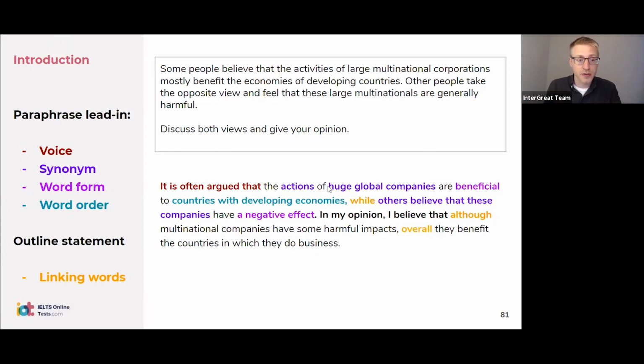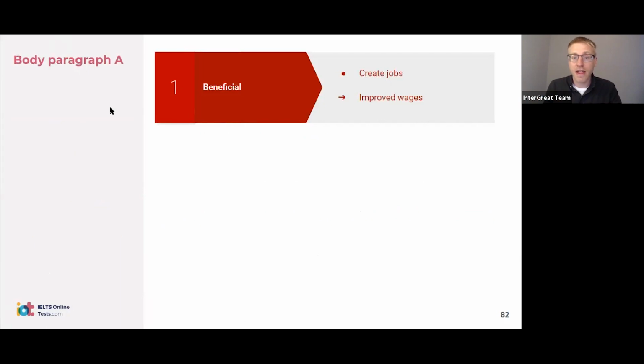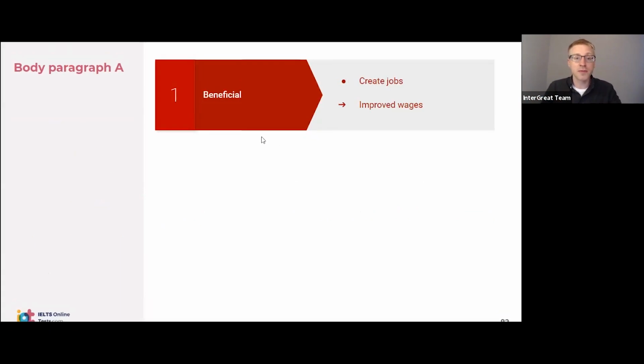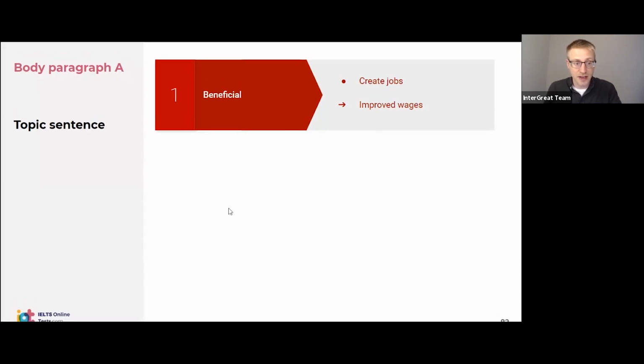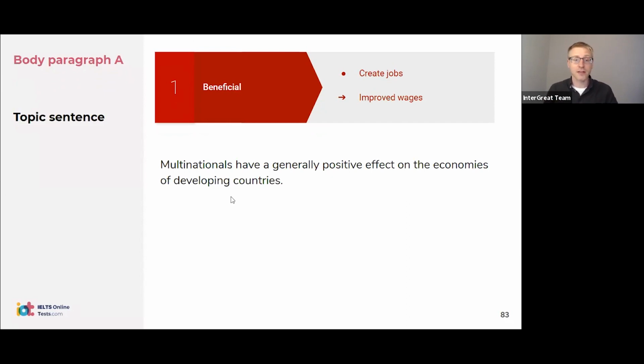We're going to push on to the body paragraphs. So our first body paragraph, we're going to talk about the benefits, okay? The one point of view that they're beneficial. We've said that multinationals create jobs and they improve wages. So we need, first of all, a topic sentence. And we can introduce our topic sentence. Well, here's a basic topic sentence.